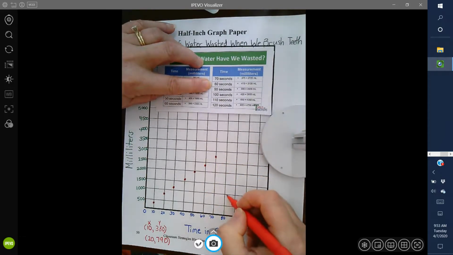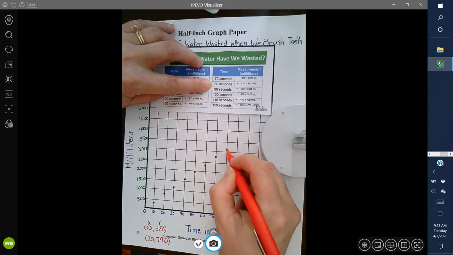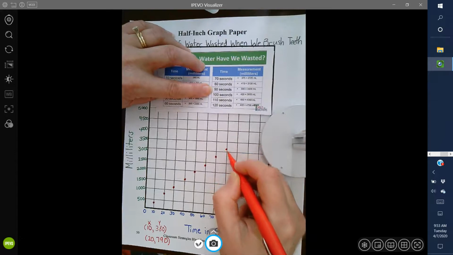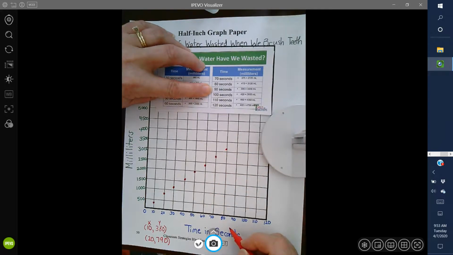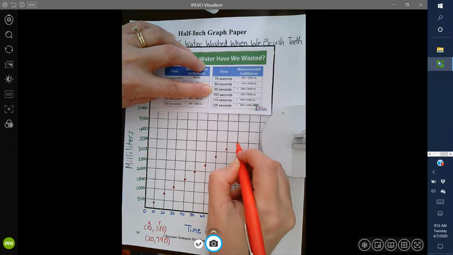And 80 to 3,530. Whoops, I'm sorry, I looked at the wrong one. 80 is 3,135. So probably about here. 90 is 3,530. So it's going to be right over that 30 mark.